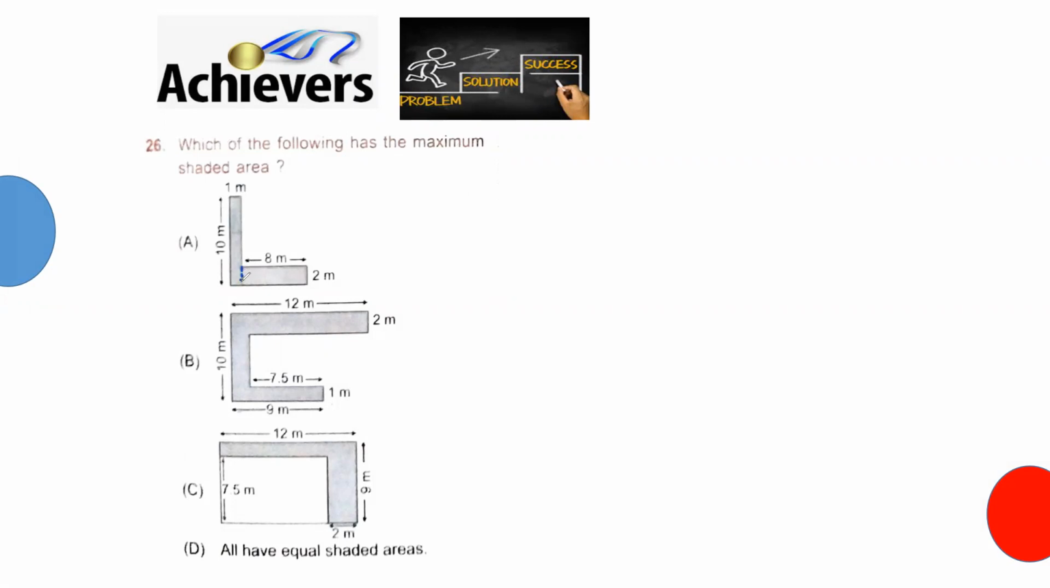If you cover this one like this, what is the area here? 16 plus 10 into 1, because it is a rectangle, 8 into 2, 16 plus 10 into 1. So here how much did you get? 26 meter square. Now we are going to divide into equal parts. Let's do this one. This comes 12 into 2 plus, this one is easy, this one is 9 into 1.